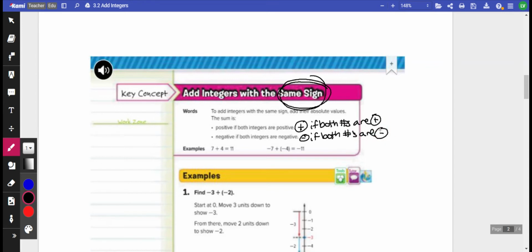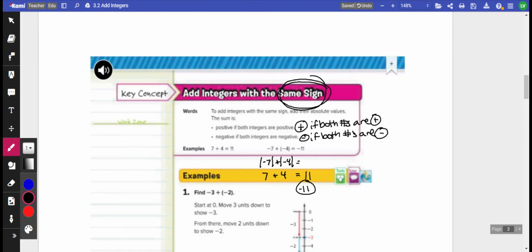So some examples, 7 plus 4 equals 11. Well, both of them are positive, so you have a positive answer. Now, if you had -7 plus -4, that equals -11. Another way you could write it is the absolute value of -7 plus the absolute value of -4 equals 7 plus 4, and 7 plus 4 gives you the answer of 11. But because they were originally both negative numbers, the final answer needs to be a -11.